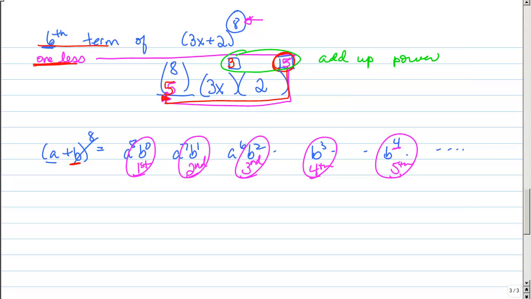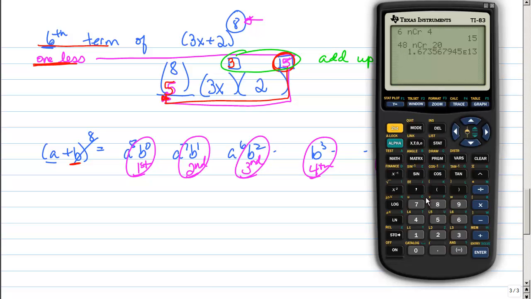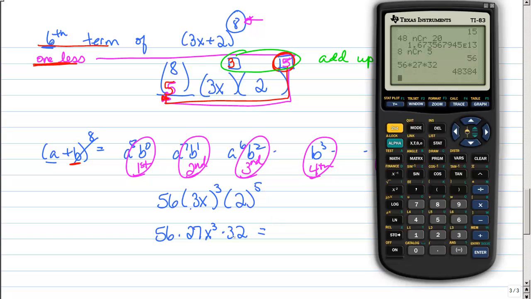So I'm going to take my calculator. I need to punch in 8 and then math, go to probability, option 3, so that's 8 taken 5 at a time. That number is 56. So I need 56, 3x to the third power, and 2 to the fifth power. Let's see, 3 to the third is 27, and 2 to the fifth is 32. So yes, I'm going to use a calculator to punch all that in. Wow, that's a big number. And that would be the sixth term of that binomial.